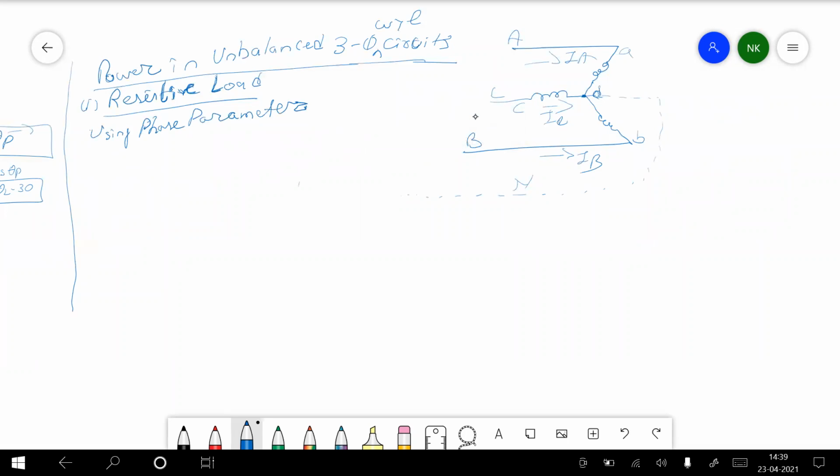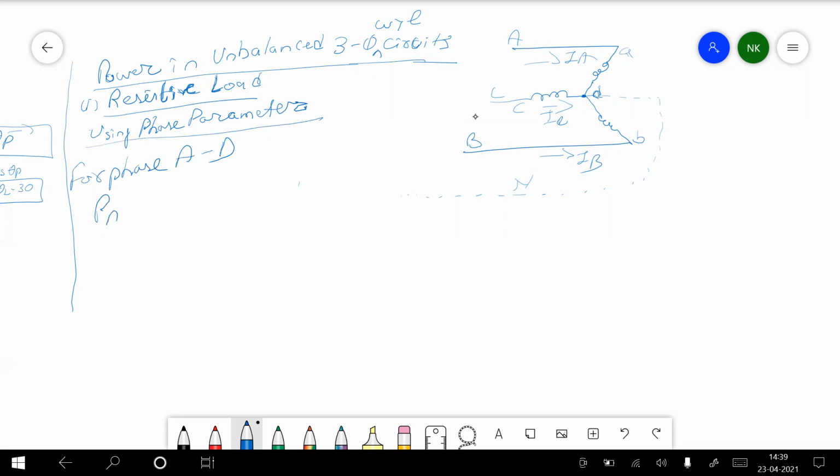Just see the phase. The phases are AD, BD, and CD. Sequence wise, AD is one phase, BD one phase and CD one phase, right? So we'll go by phase wise as we are dealing with phase. In that, for phase AD, this is your A and this is your D. Neutral is D, so we consider this your phase AD.